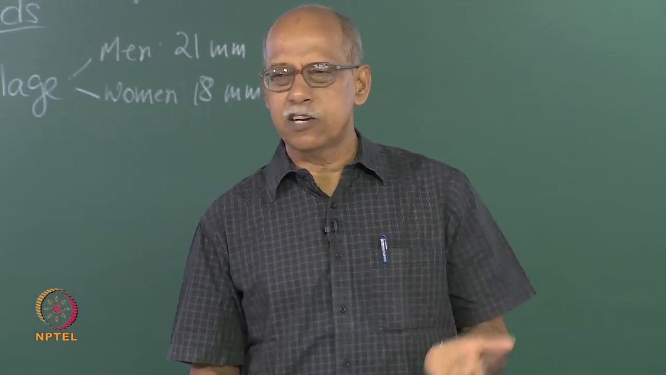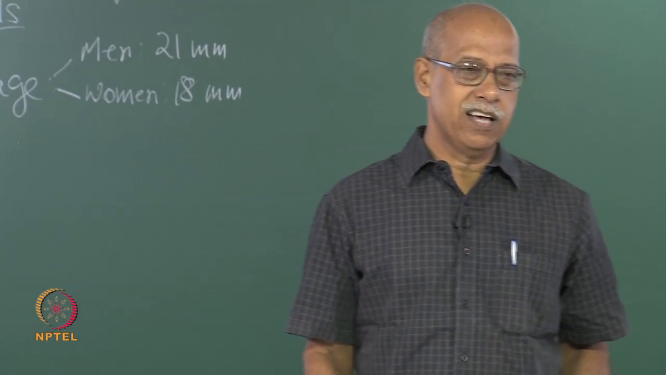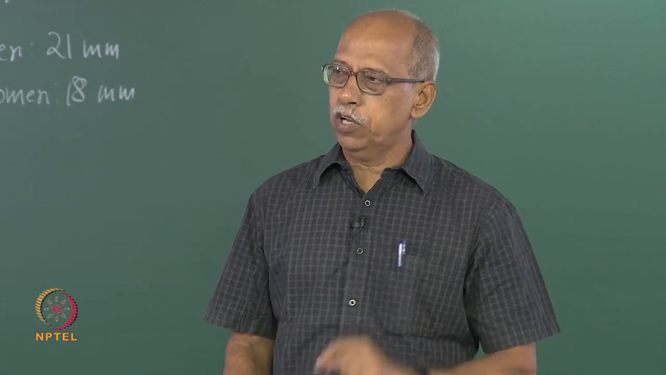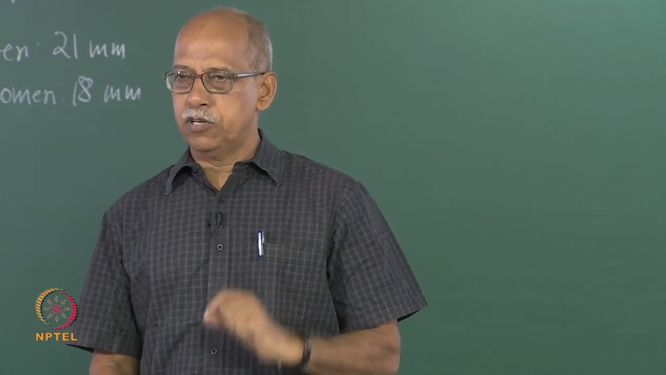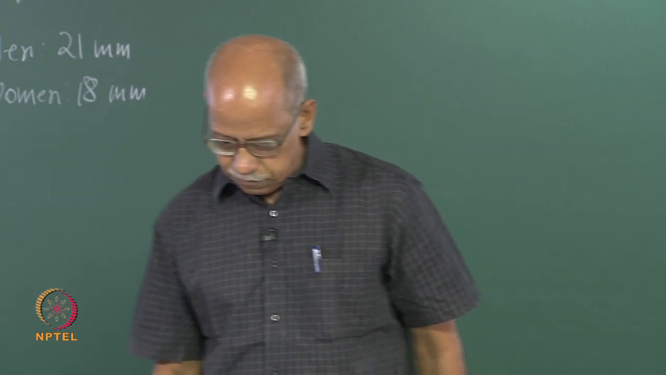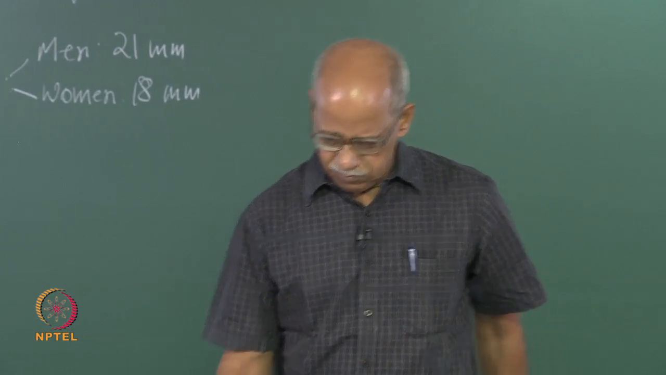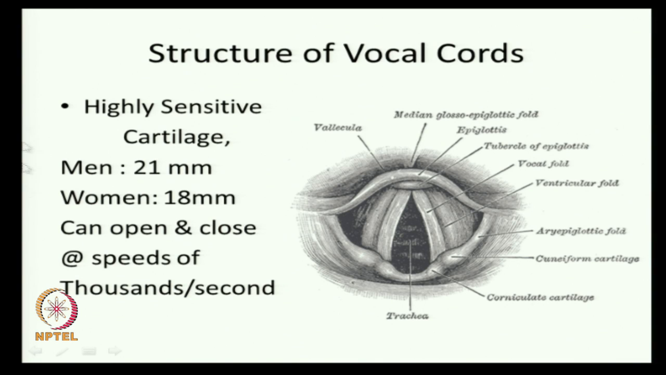All of us can do that, because through the arytenoid cartilage we can control the flow of air and the vibration of the vocal cords. They can open and close at extremely rapid speeds.